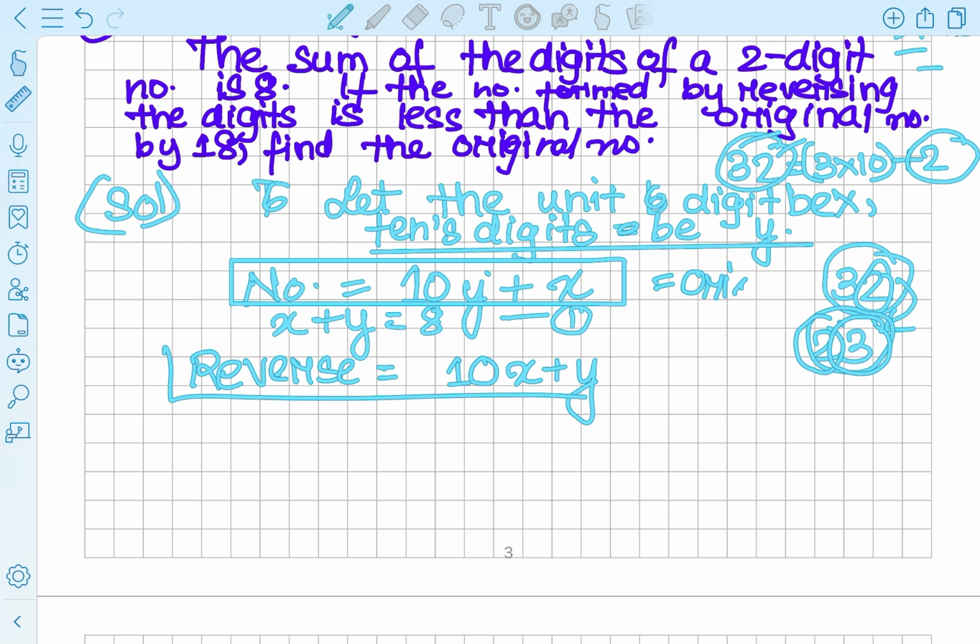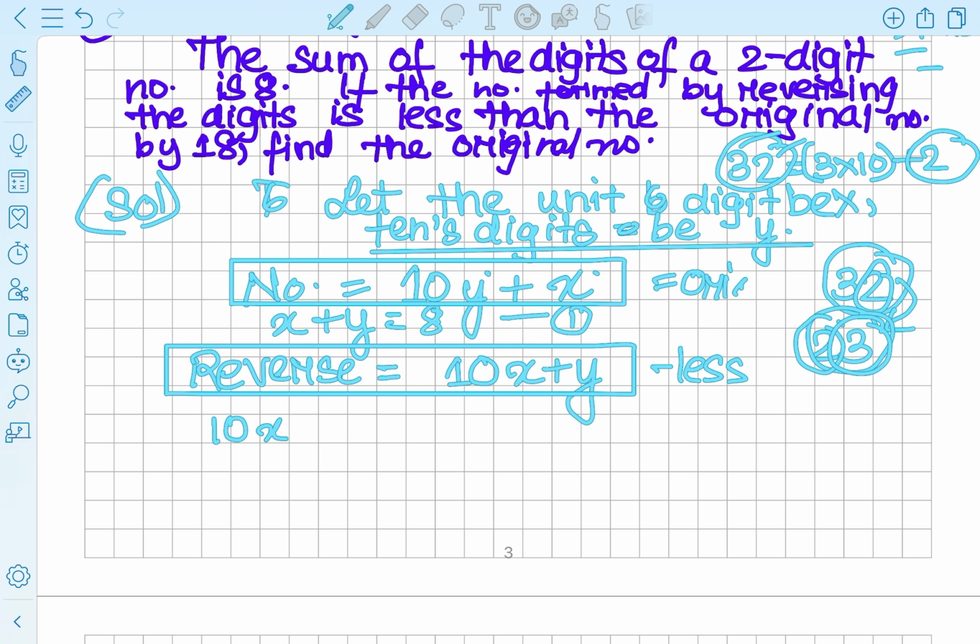This is the reverse. Now they are saying that the number formed by reversing the digits is less than the original number by 18. Less means if you add something to the reverse of this number, then you will get the original number, and you have to add 18 because it is less by 18. So add 18 to this, and what do you get? You will get 10y plus x, that is your original number.